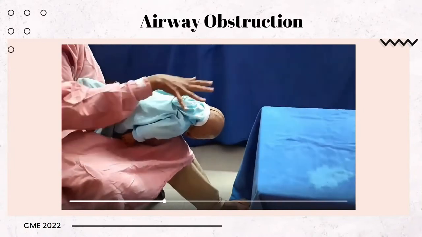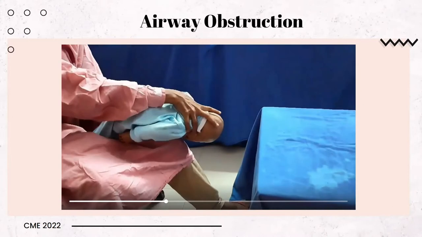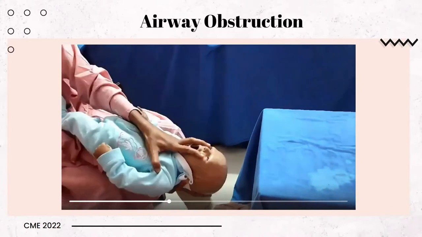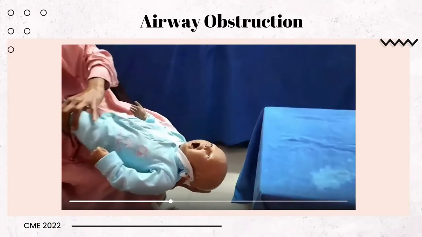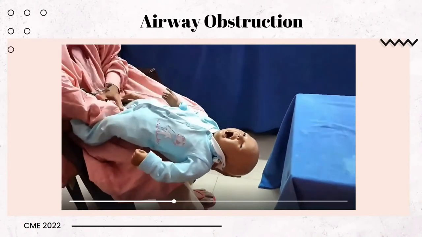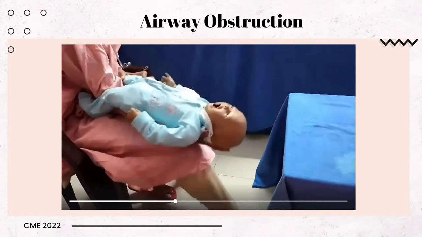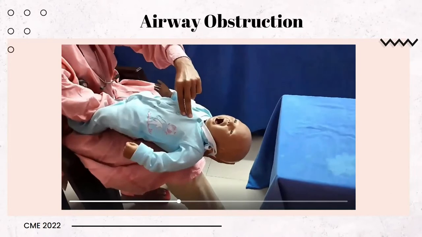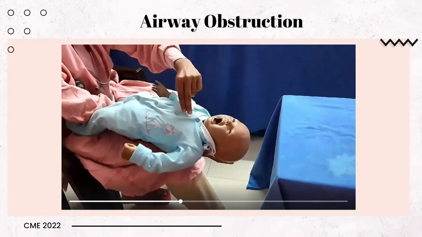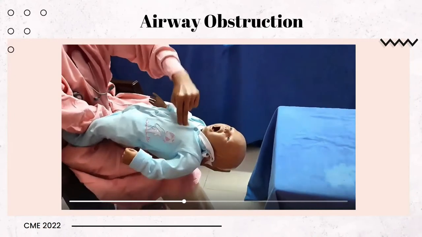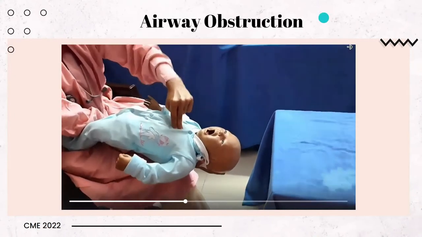After 5 back slaps, hold by the neck on the right side and just turn the baby to the opposite forearm with the 2 hands on either side of your arm. Keep on the left thigh with head lower, and you find the chest thrust is just below the nipple line in the center of the sternum. 5 compressions, just like we know CPR.